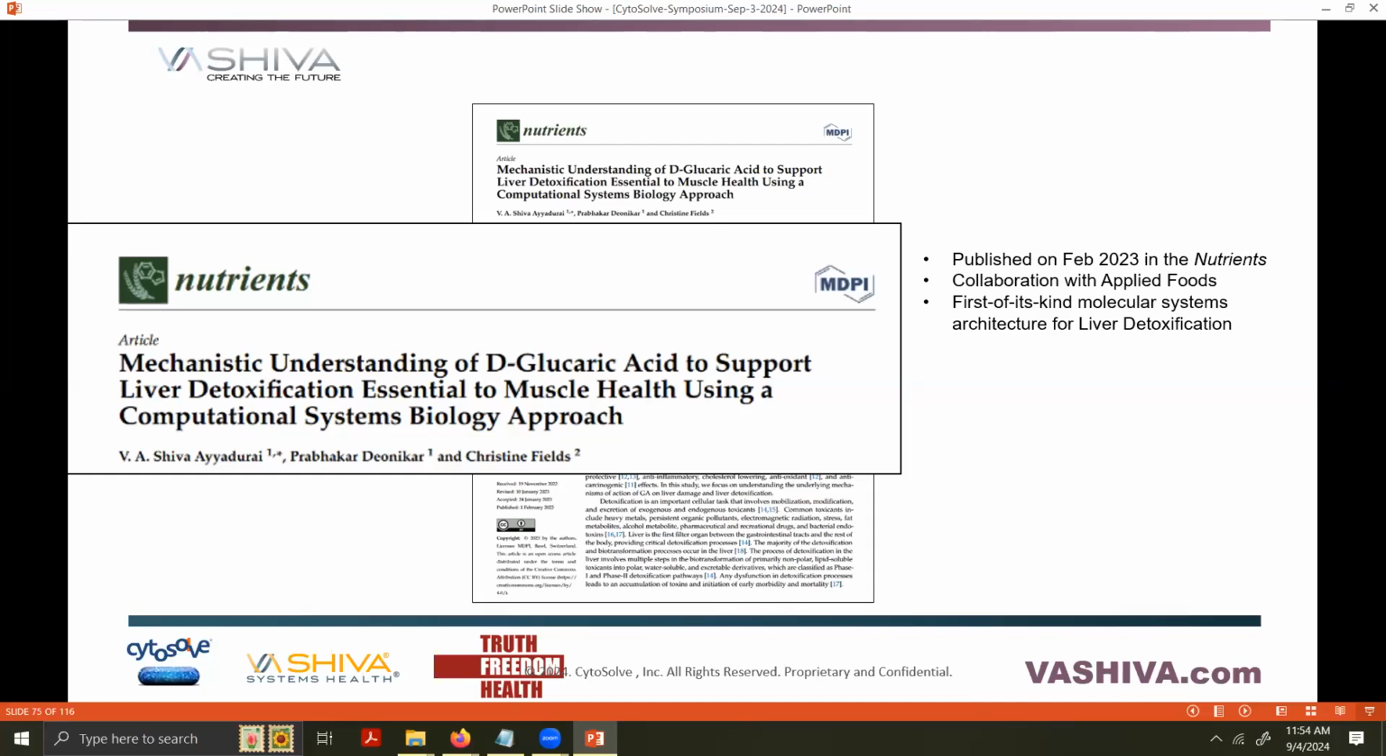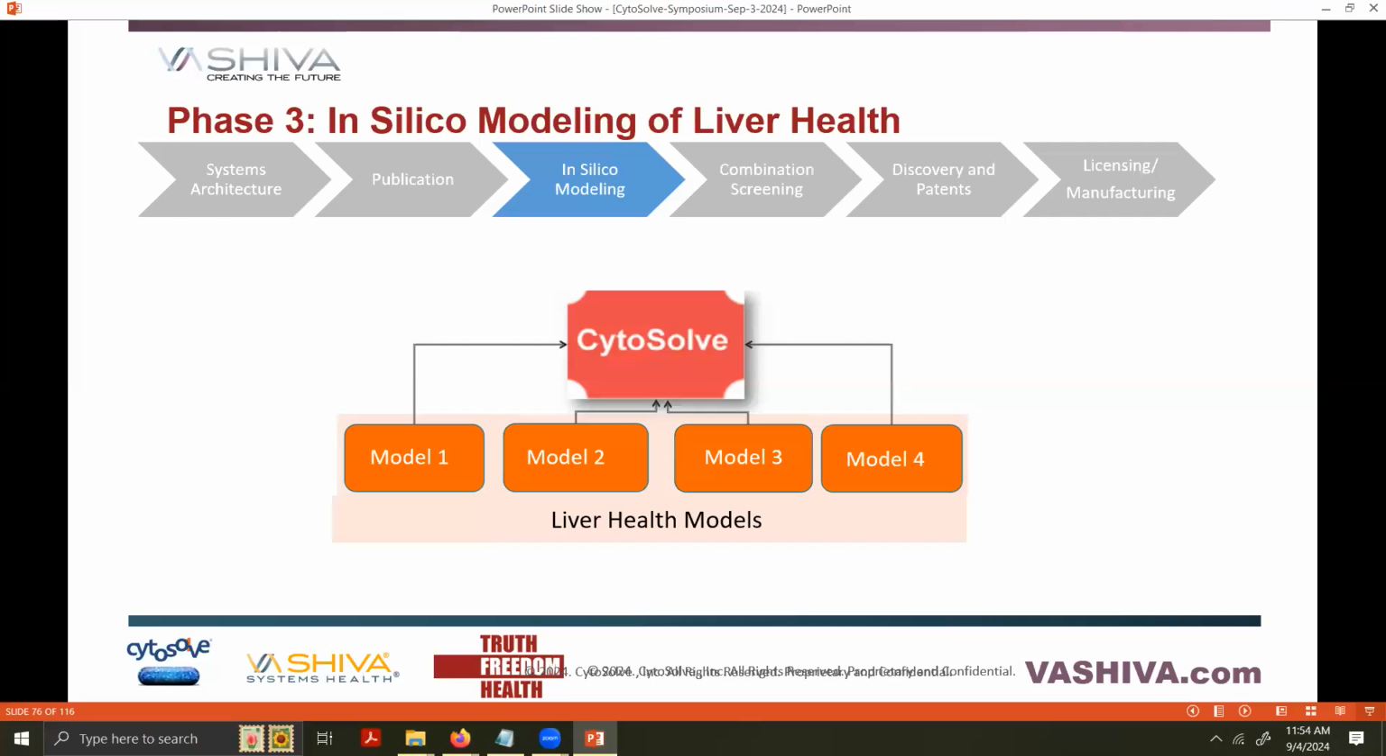So we're able to identify those pathways, identify those biomarkers that need to be downregulated to keep your liver healthy, in collaboration with Applied Foods. So the next phase in our CytoSolve innovation process is the in silico modeling. Based on our systems architecture of those 4 biological processes, we convert them into mathematical models and then integrate them together, creating a computer-based experimental setup for liver detoxification.